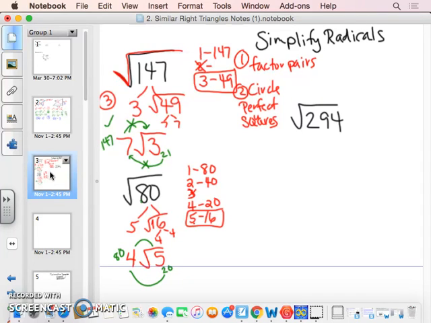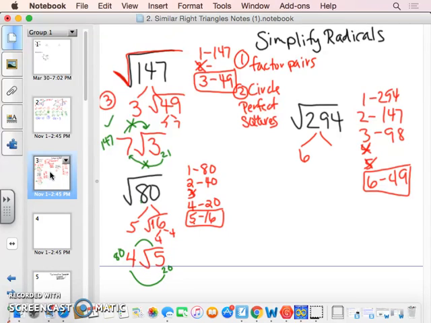We're going to start with 1, 294. 2 goes in 147 times. 3 goes in 98. I still don't see a perfect square. Okay. 4 doesn't work evenly. 5 doesn't work evenly. But 6 goes in 49 times. And 49 I know is a perfect square. Okay. So I'm going to rewrite this as 6 square root of 49 because that's my perfect square. So it comes out as 7 square root of 6.